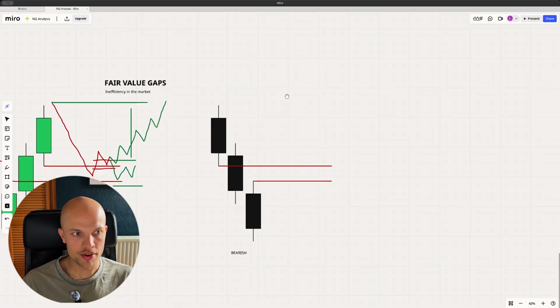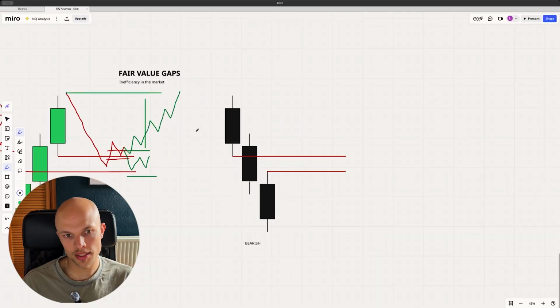We must align our time frames using fair value gaps. Now let's look at the bearish scenario. So the bearish scenario is exactly the same. So price is trading downwards. So again, this is the 15-minute time frame.